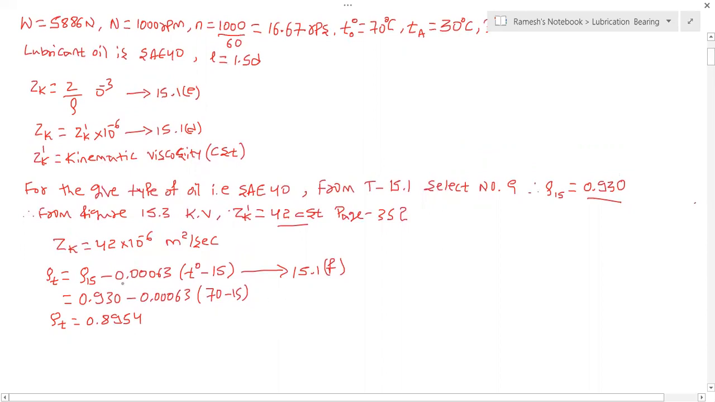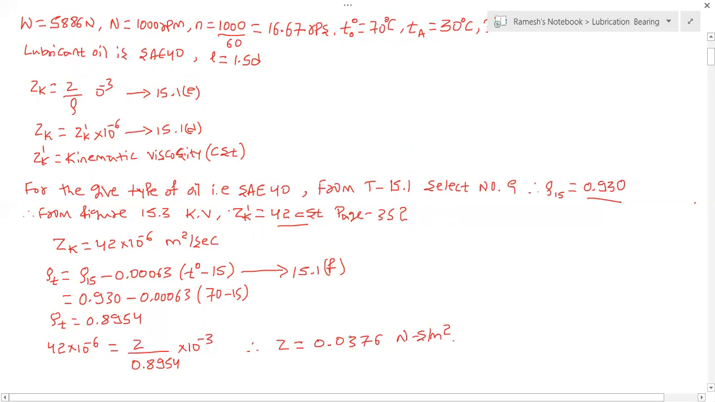Now I can substitute these values in the above equation, and I will get the dynamic viscosity. The kinematic viscosity is already calculated. Substitute that: 42 into 10 raised to minus 6 is equal to the dynamic viscosity, which we will calculate, divided by the specific gravity of oil at the operating temperature, that is 0.8954 into 10 raised to minus 3. From this, the dynamic viscosity I will get as 0.0376 Newton second per meter square.